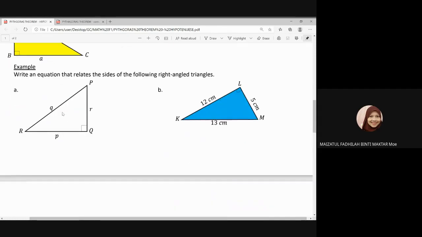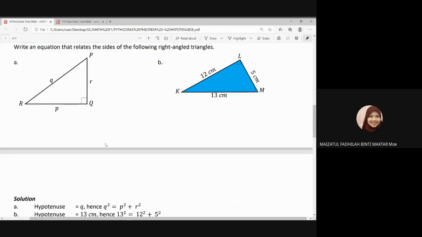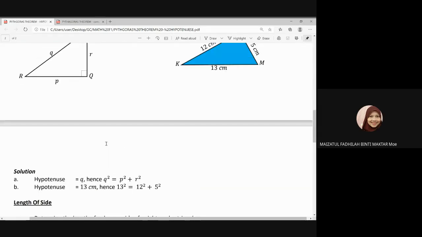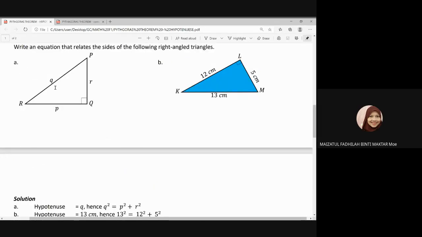Okay, so I have two examples here. Right angle triangles PQR and KLM. The question asks you to write an equation that relates the sides of the following right angle triangles. So we assume the hypotenuse equals Q, so to write down the equation, Q square equals P square plus R square.